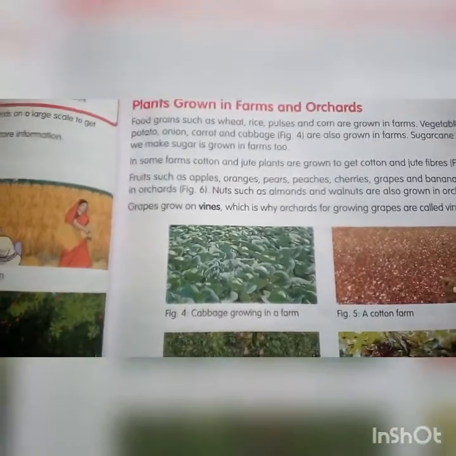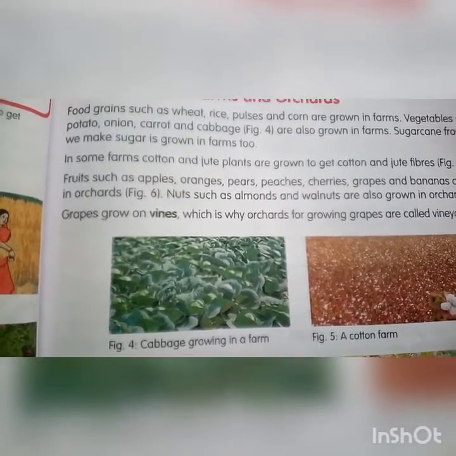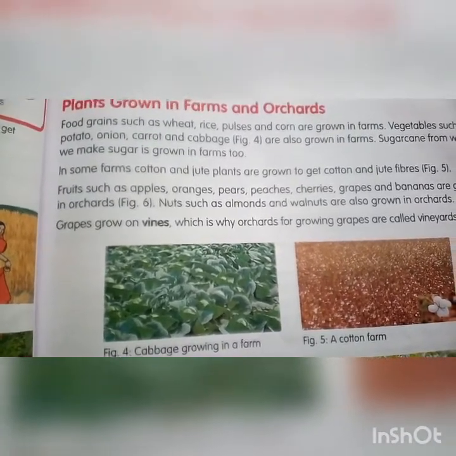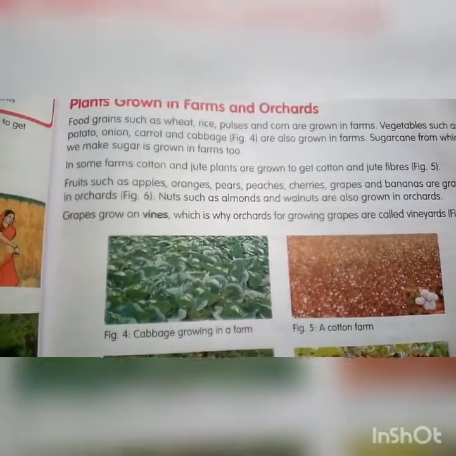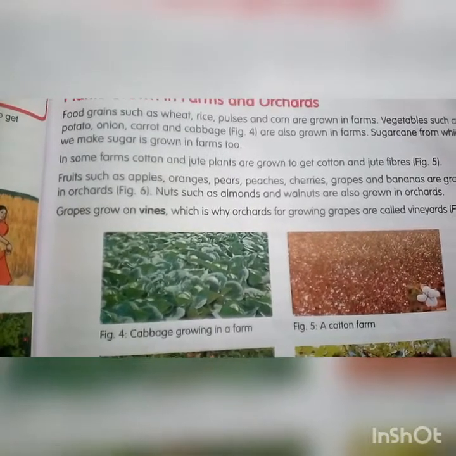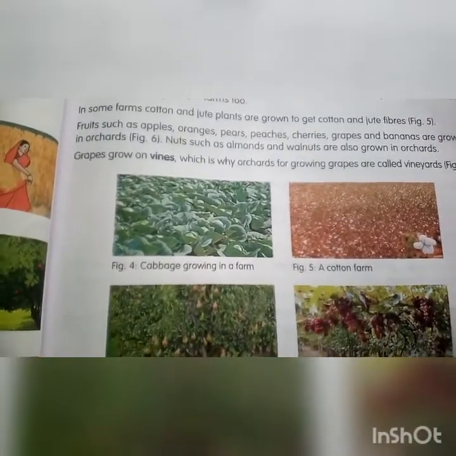Fruits such as apples, oranges, peas, peaches, cherries, grapes and bananas are grown in orchards. Nuts such as almonds and walnuts are also grown in orchards. Grapes grow on vines, which is why orchards for growing grapes are called vineyards. Grapes are grown on vines. See in this figure. So, it is called a vineyard.